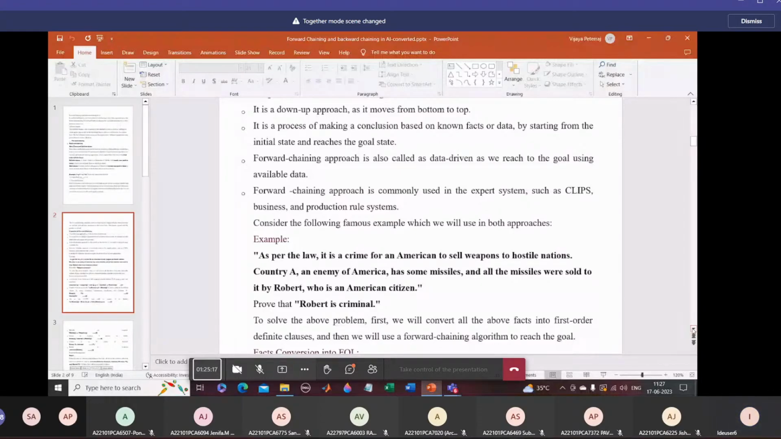So here you have a law that it is a crime for an American to sell weapons to hostile nations. Hostile means enemy nations. Okay, so in America, if an American sells any weapon to an enemy country, then it is a crime. So that person who is selling will be treated as a criminal. So country A is an enemy of America. It has some missiles.